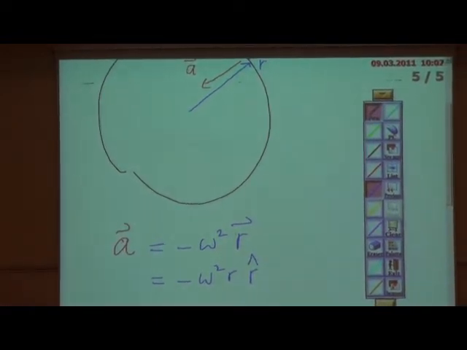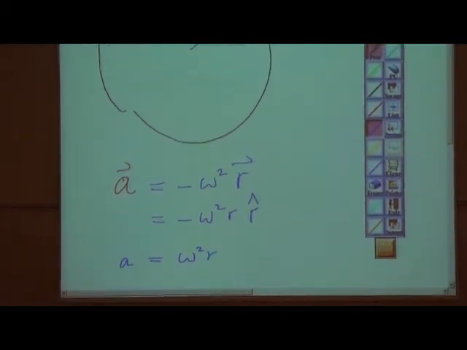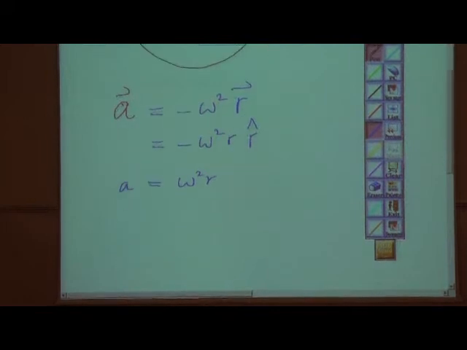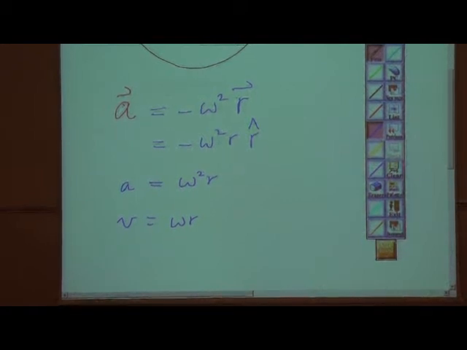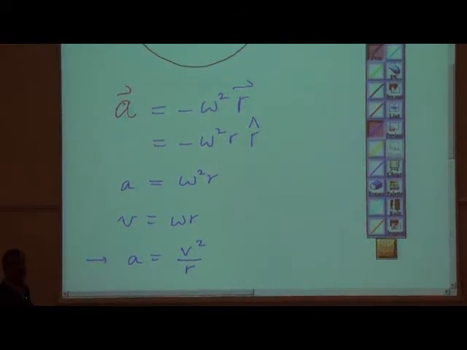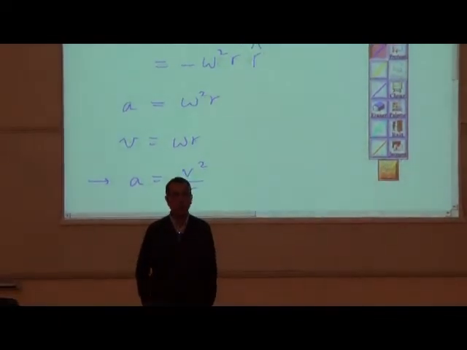So the magnitude of A is simply omega squared r. And let's remember that the speed was omega r. So we can also write the acceleration as speed squared over r, v squared over r. So we have learned quite a lot.